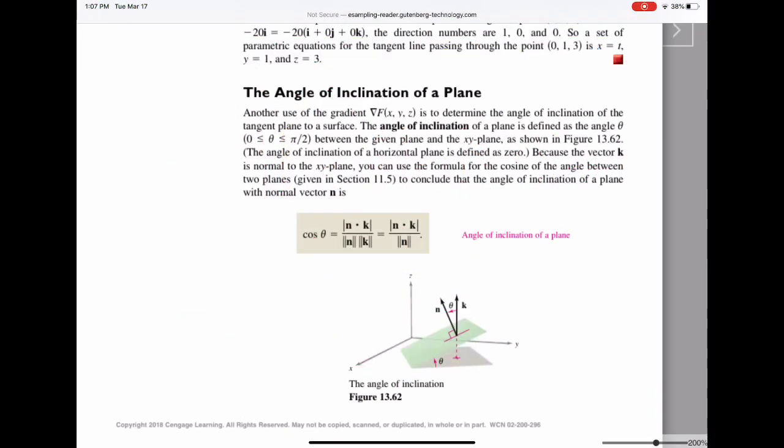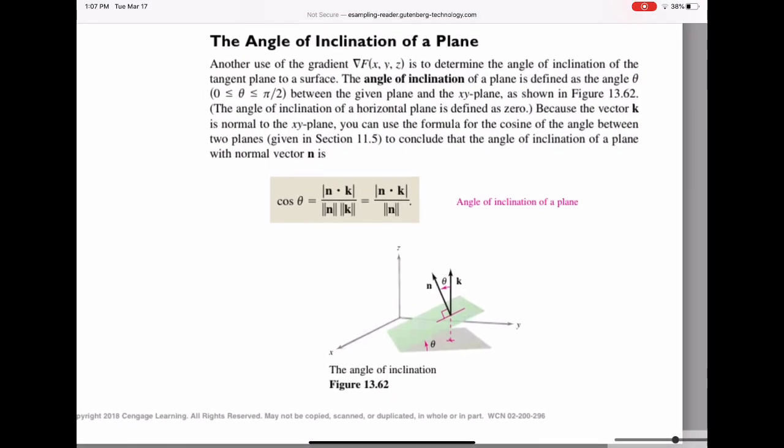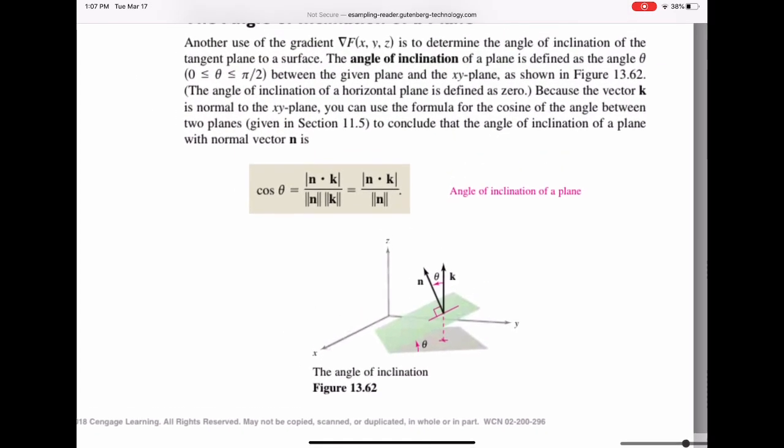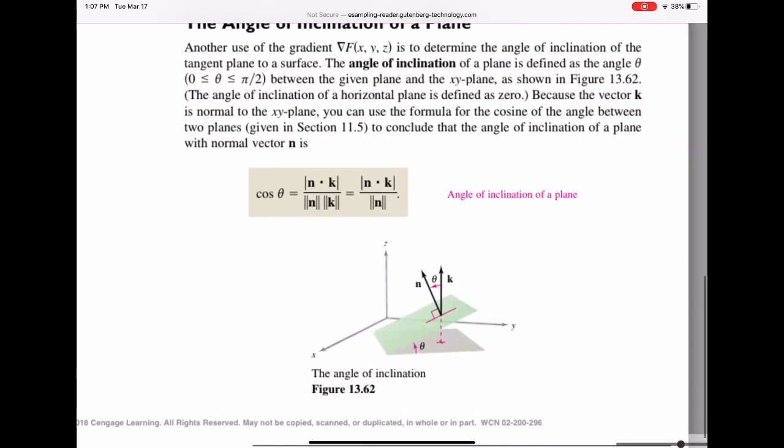Another problem for today is to find the angle of inclination of a plane. So you can see the picture on the screen. If you have a plane and you need to find the angle of inclination, basically you need to find the angle theta, right? So you know n is the normal vector to this plane, and k, actually that is the z-axis, right? The direction of z is the normal vector to the xy plane.